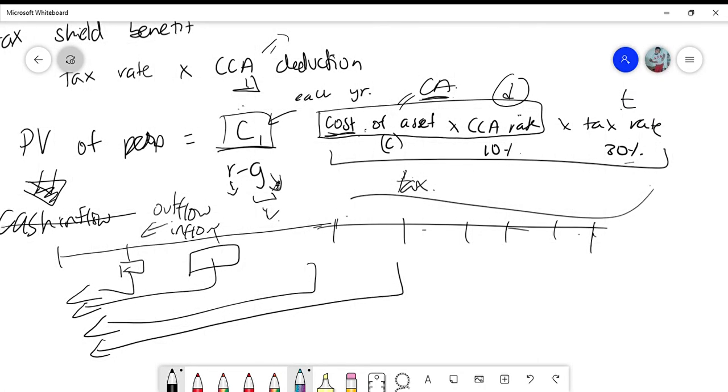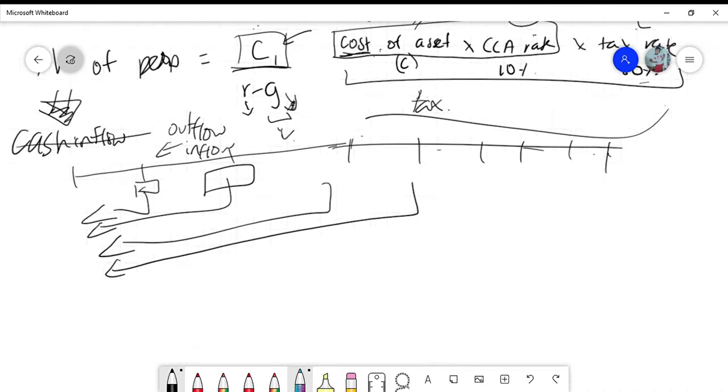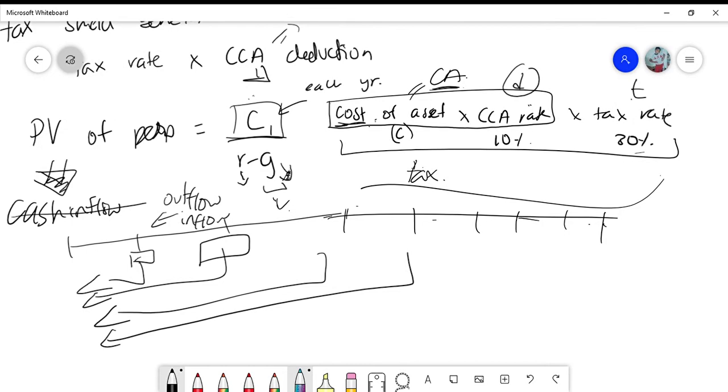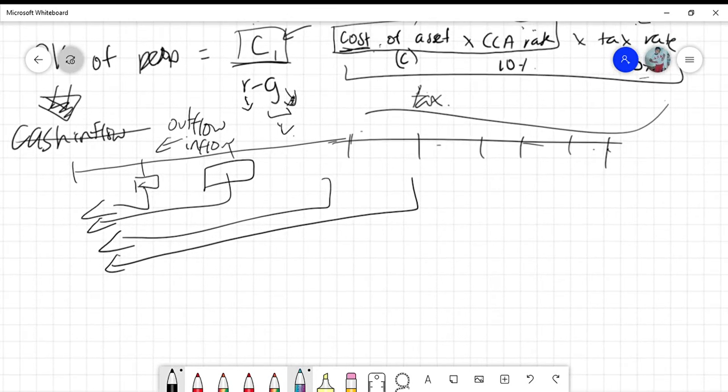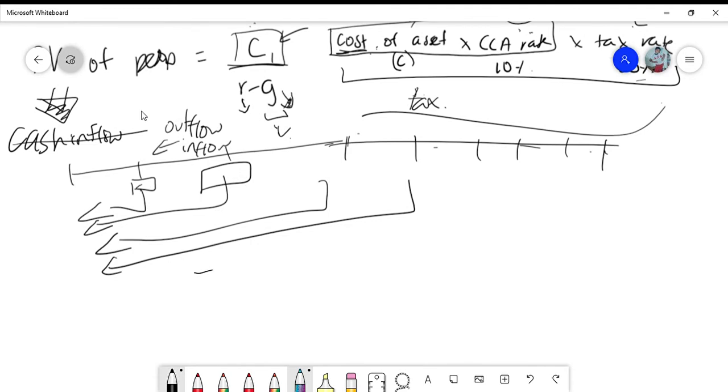Because each time, this cost of asset will go down by the CCA rate. So it turns into the carrying amount, basically. So the top will have cost of asset times D, which is the CCA rate, times T, which is taxes, all over R minus G.